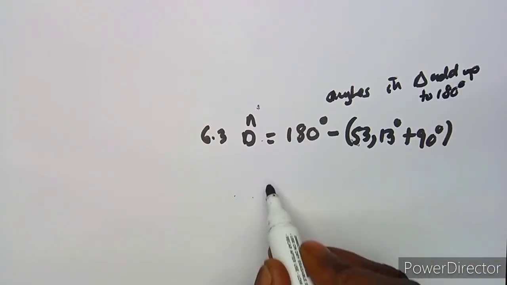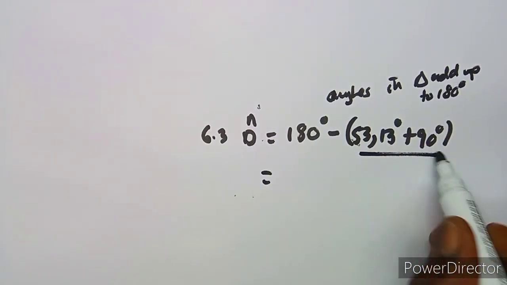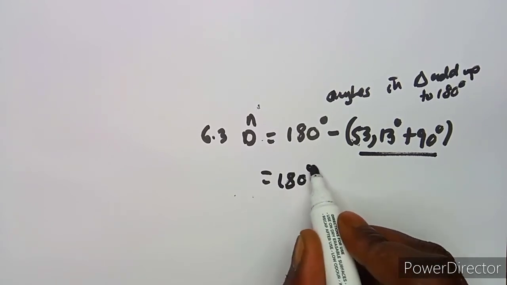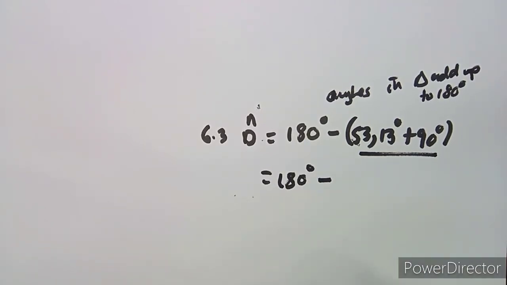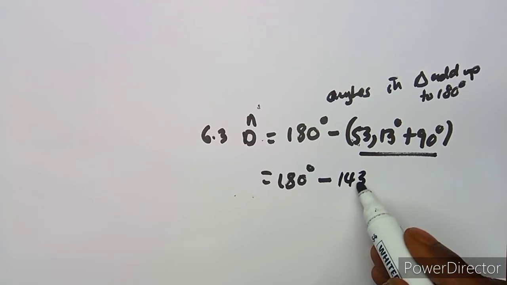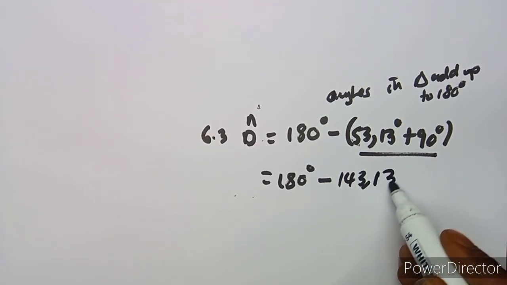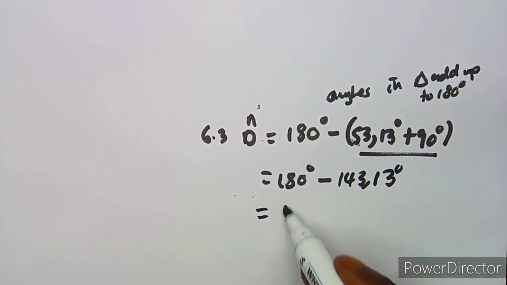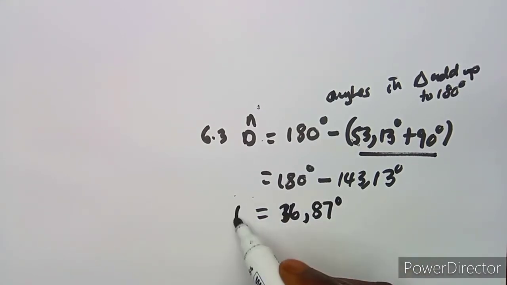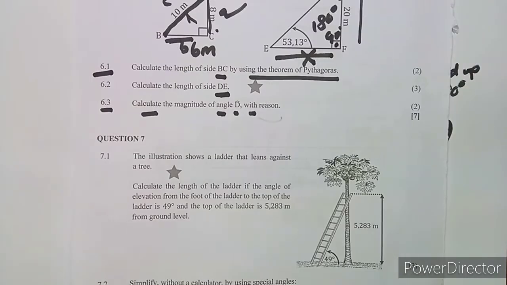So if they add up to 180 degrees, I'm just going to subtract the two angles from 180, so that will be my resultant. 53.13 plus 90 gives 143.13, and from 180 that gives us 36.87 degrees. So actually that's our angle D. That's what we had there.